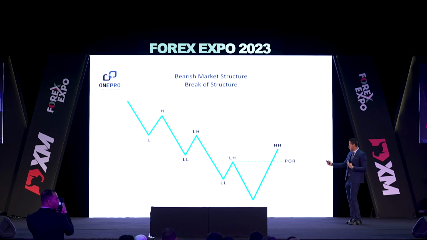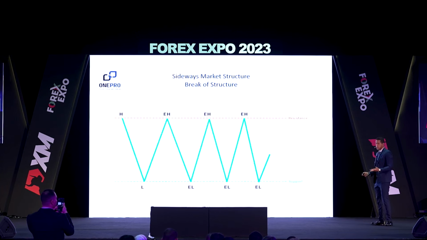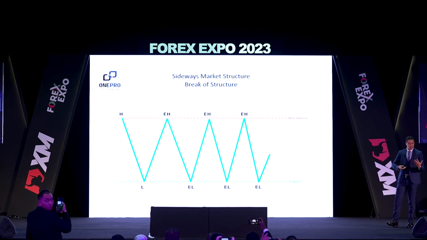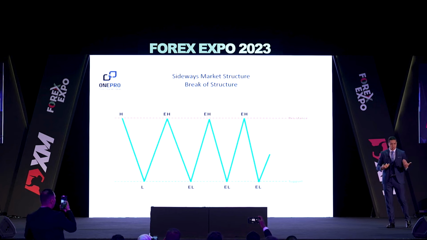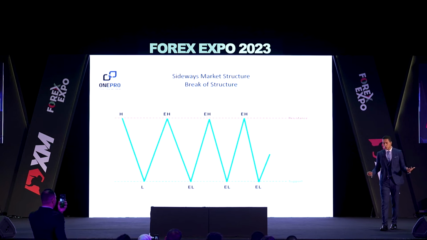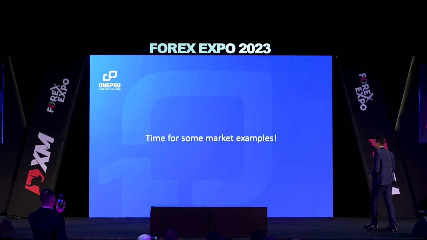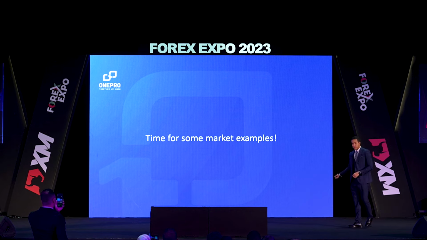And this is the sideways market structure, very simple. You have some equal highs at the resistance and equal lows at the support. If prices break out either side, you either have a new higher high or a new lower low. It's not one of the two conditions for a sideways market. That's when you know that the sideways market is over. Time for some market examples.